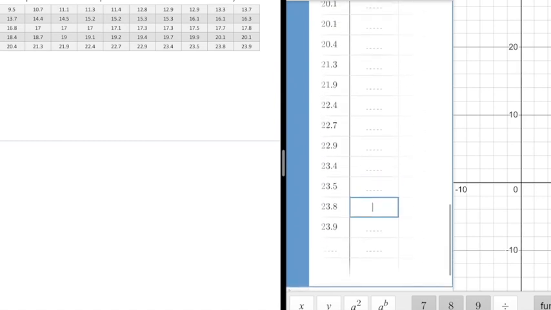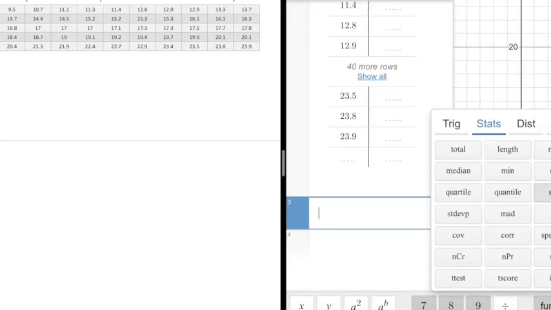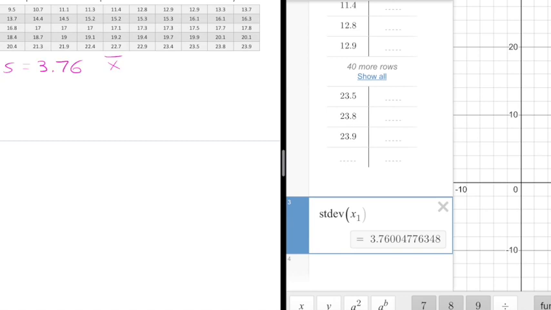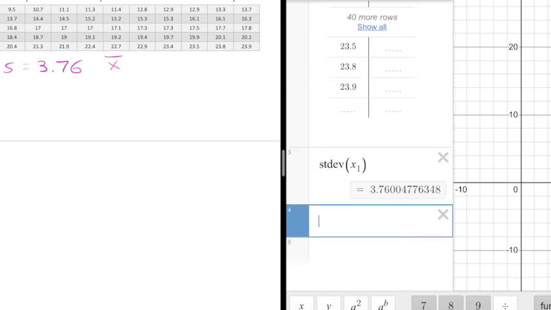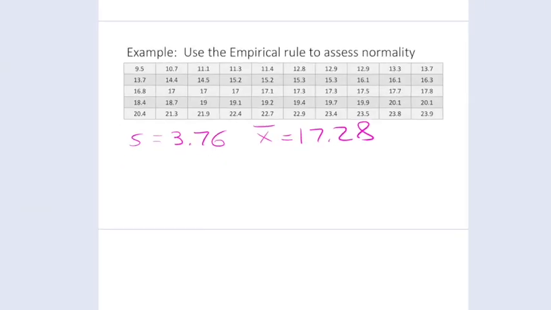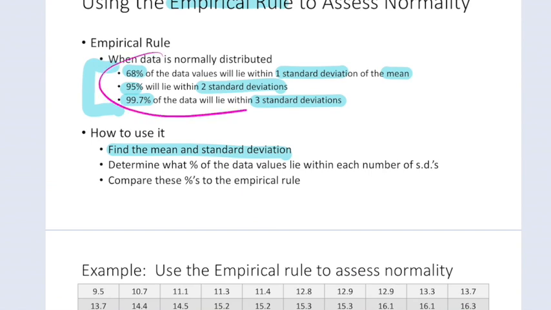All right, now that I've got all that data entered in, I'm going to go down to the next tab, go to Functions, Stats, and Standard Deviation. And I'll put in x1 to get my standard deviation of 3.76. And my mean, which is denoted x bar, I can find the same way and get 17.28. So now that I know my mean and standard deviation, again, x bar, this symbol means mean, and s means standard deviation. Now that I know those, I can start setting up these ranges.